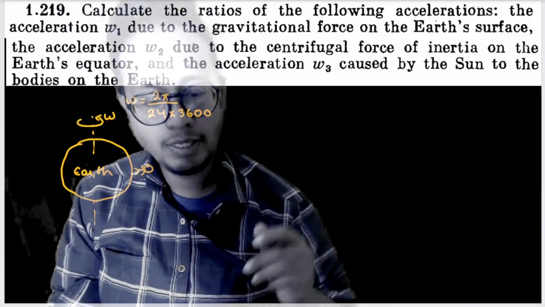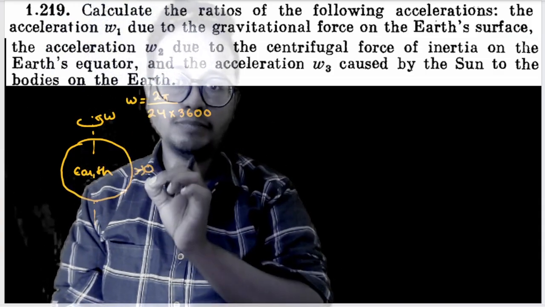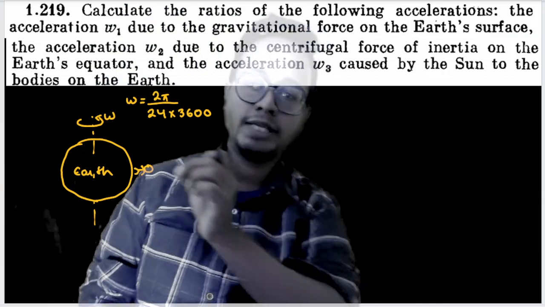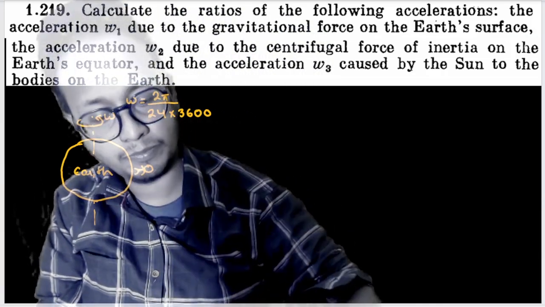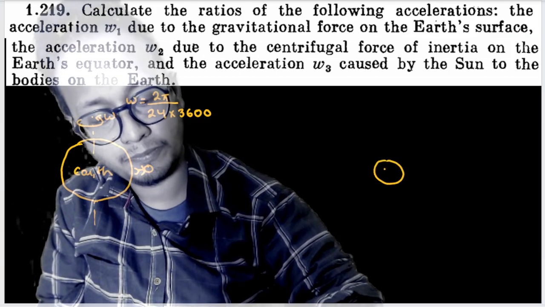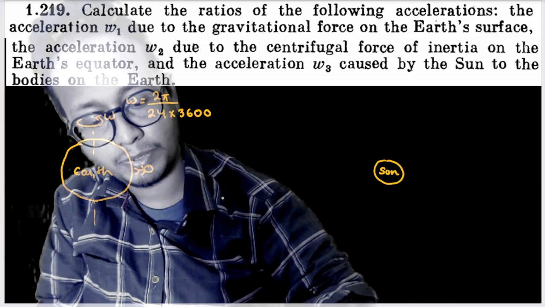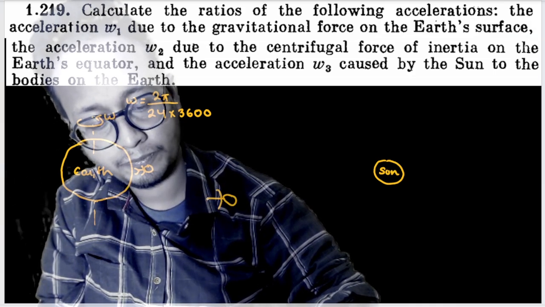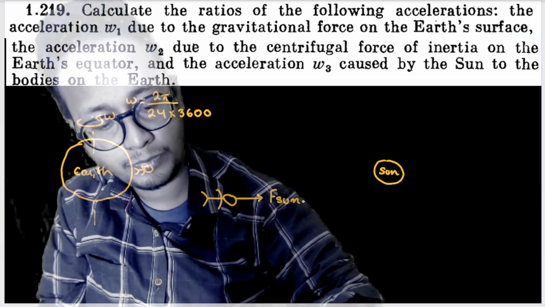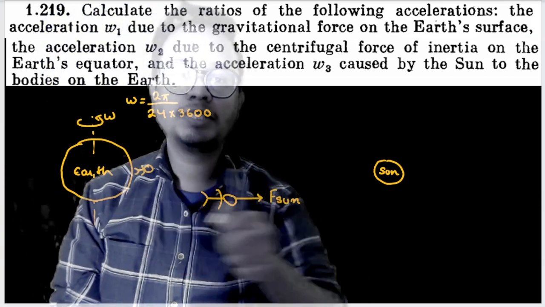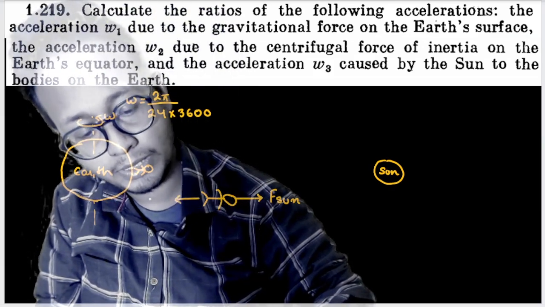Now the question is asking, what is the ratio of forces applicable to this man? So first, let us decide what forces are acting on this man. The person is here. Suppose the Earth revolves around the Sun. This person here, I'm zooming in on the person, experiences a gravitational force due to the Sun. This person will experience a gravitational force due to the Sun, and a gravitational force due to Earth.